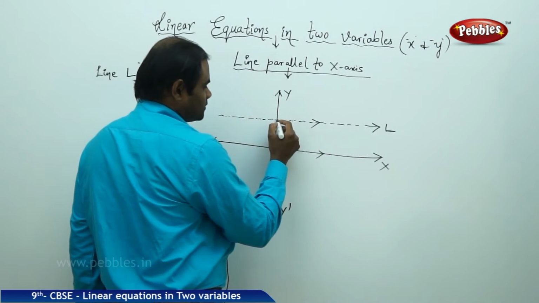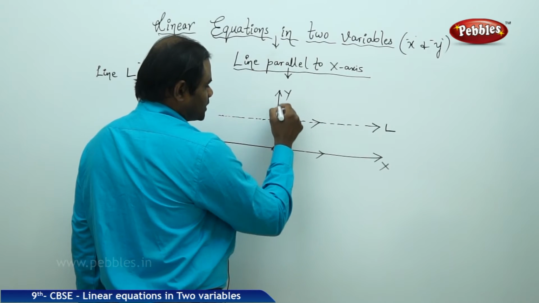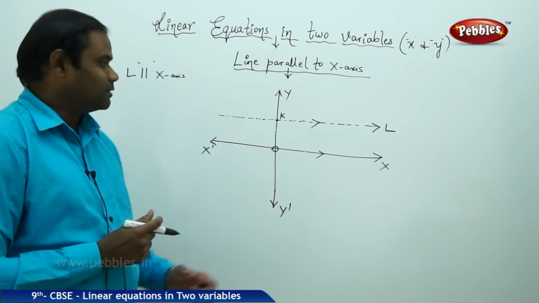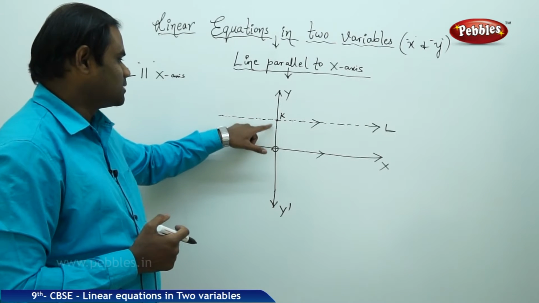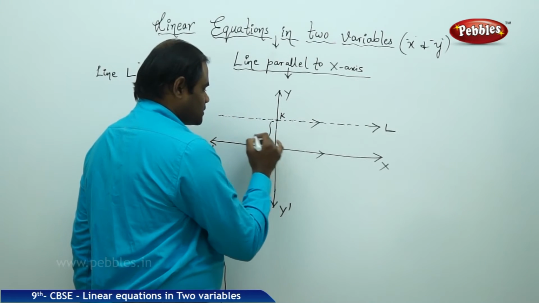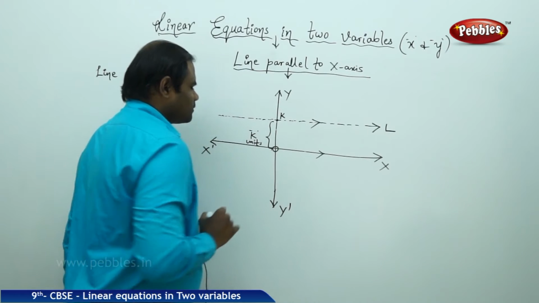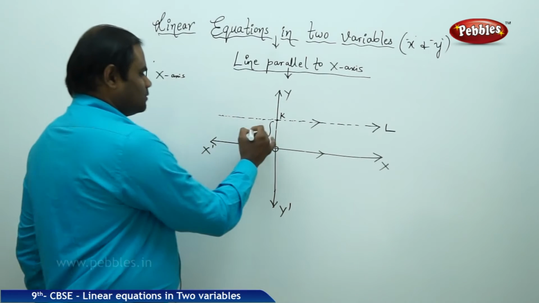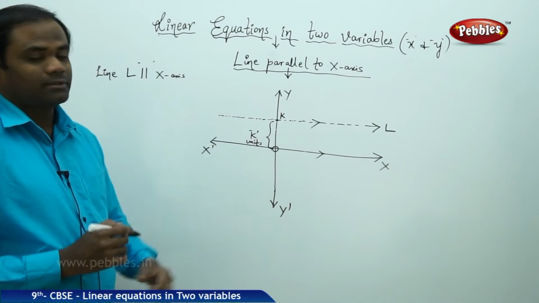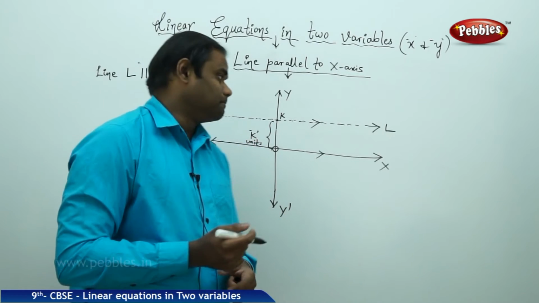Imagine I have this line which cuts the y-axis at k. So imagine that this line cuts the y-axis at exactly the distance of k units. This is how I understand the distance of the line from the x-axis to be k units. Now let's see what would be the equation of the line.